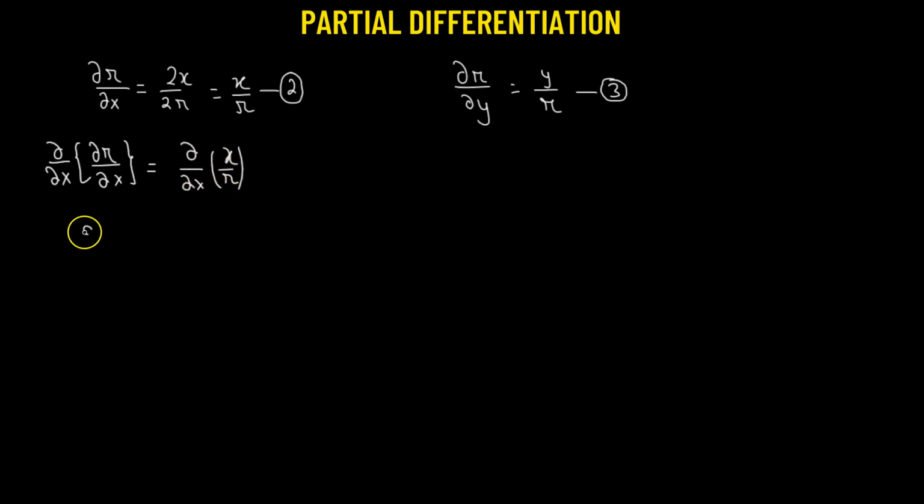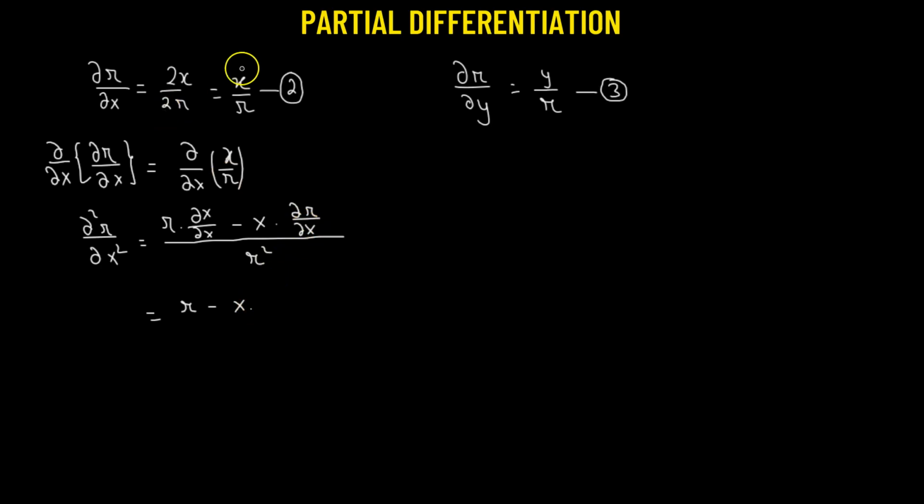So that will give us the second partial derivative of r with respect to x, which will be equal to, so here we have r squared in the denominator, we are using the quotient rule. In the numerator we have r times partial of x with respect to x minus x times partial of r with respect to x, which is equal to r minus x times, so we have partial of r with respect to x, which we will replace with x over r, divided by r squared. So let's multiply the numerator and the denominator with r. So we have r squared minus x squared divided by r cubed.